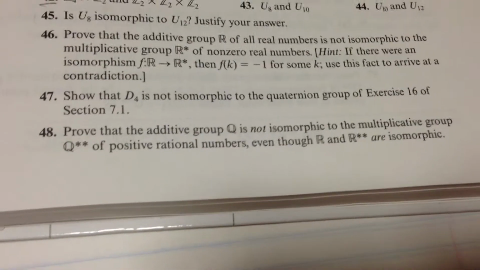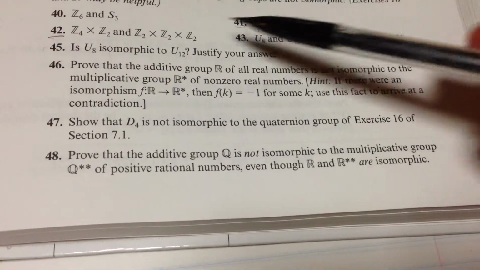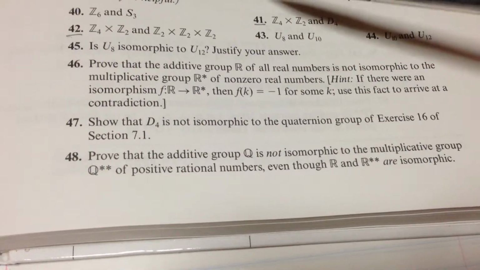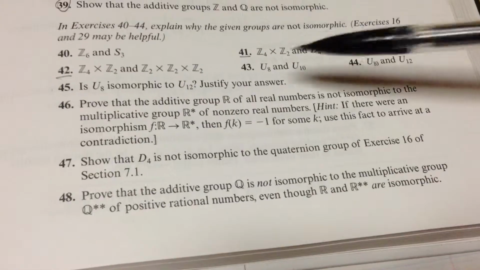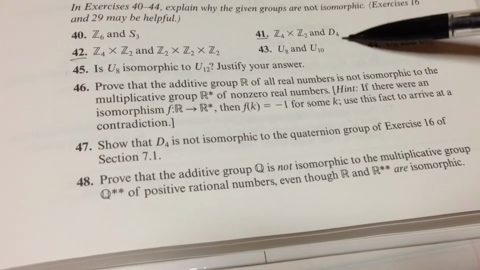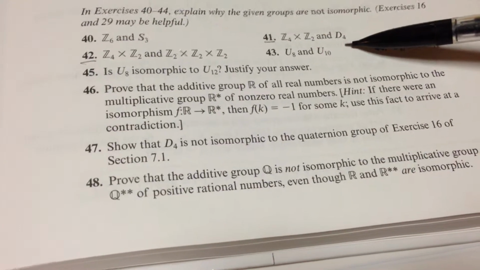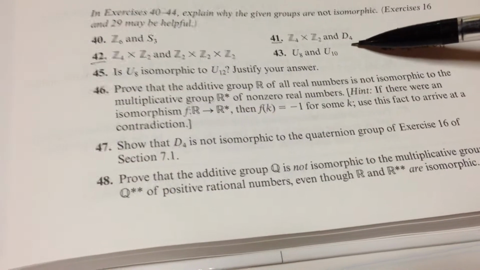Okay, now what we're going to do is look at 41 and 42, and it says explain why the groups are not isomorphic. So I just want to talk about 41 briefly. Notice that D4 has elements that do not commute. In other words, D4 is not commutative.